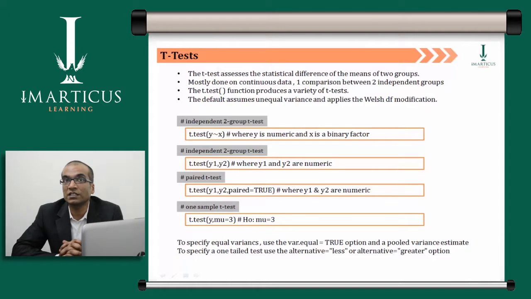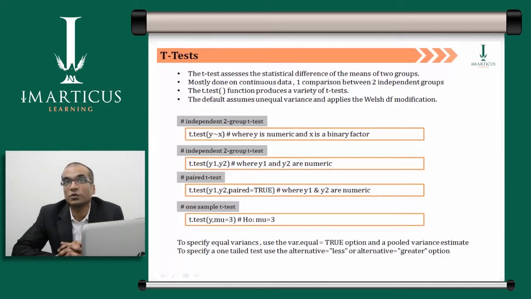So if this is the case wherein the class of the data is gender, which is categorical or binary, then I will pass the data as y, that would be the salary data, and x would be the binary factor, and I would get the t-test for that. Obviously what you expect is that the value of p should be less than 0.05 to justify your alternate hypothesis. If it is greater than that, that means you're accepting the null hypothesis that they are equal to each other.